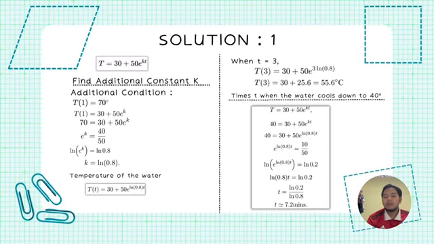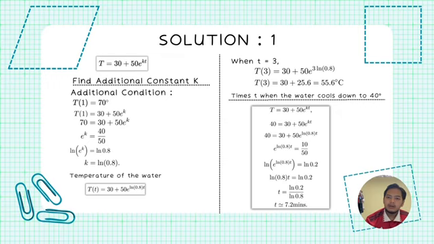Okay, next, to answer problem statement 1, find the additional constant k. The equation is T equal to 30 plus 50e to the power of kt, where 50 is the C that we calculated before. So T1 equal to 70 degrees Celsius, which is the temperature of the water at the first minute. So 70 equal to 30 plus 50e to the power of k. And the answer we got for k is ln 0.8.